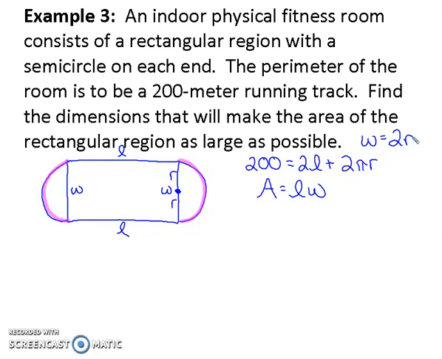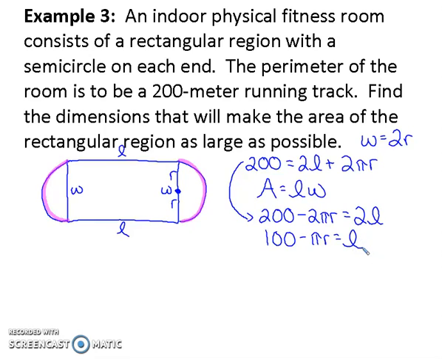So I'm thinking it might be good to make the area equation in terms of r, because W I could already rewrite as 2r, and I could take my perimeter equation and solve it so that L equals something in terms of r. If I do that, I would get 200 minus 2 pi r equals 2L. Then divide everything by 2. So 100 minus pi r is equal to the length.